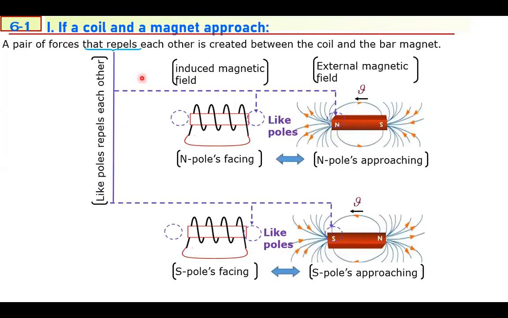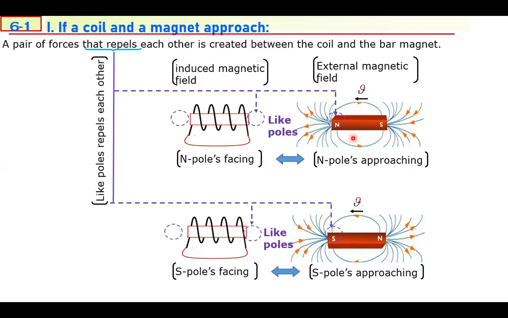Now I am going to explain right here. As I said, this bar magnet has its own magnetic field, the external magnetic field. If this bar magnet and the coil are relatively approaching or moving away, there will be an induced current on this coil, and this coil will have its own magnetic field, known as the induced magnetic field. So we will study two cases. First, if the coil and magnet approach.